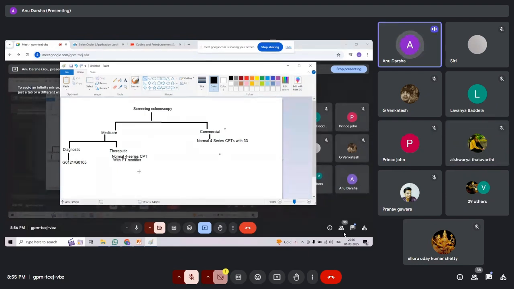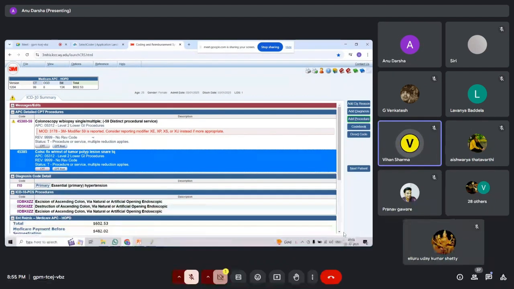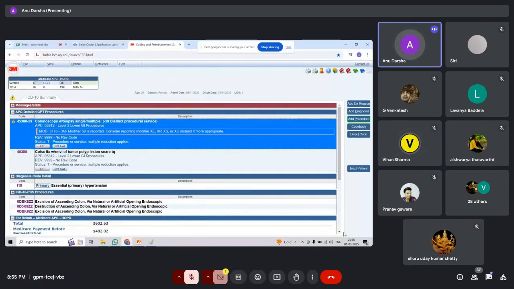Giving some additional information. So, for example, if you are reporting 4 series CPT, like colonoscopy with biopsy single or multiple, without the 33 or PT modifier, will the payer understand that the purpose of this procedure was specifically screening? No, they won't be able to understand. Yes, they will not be able to understand that the purpose of this procedure was screening.